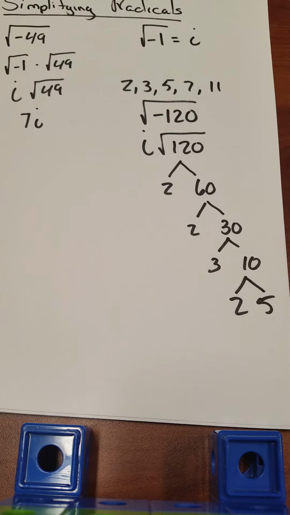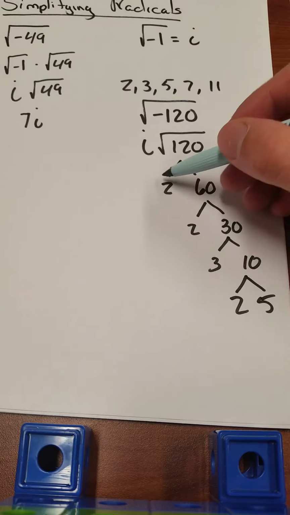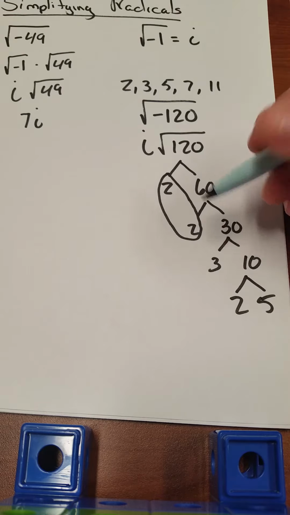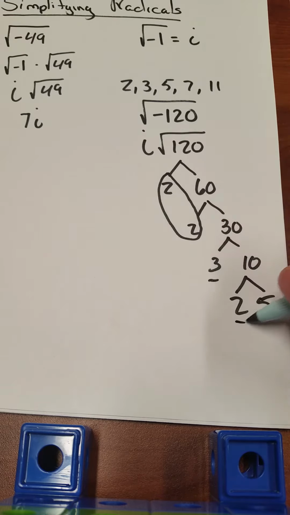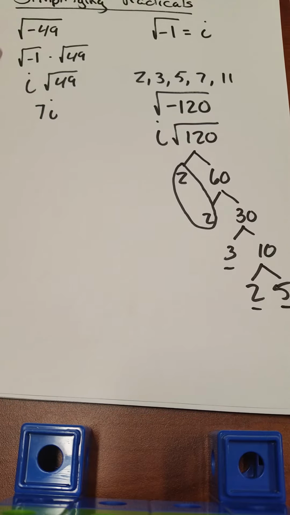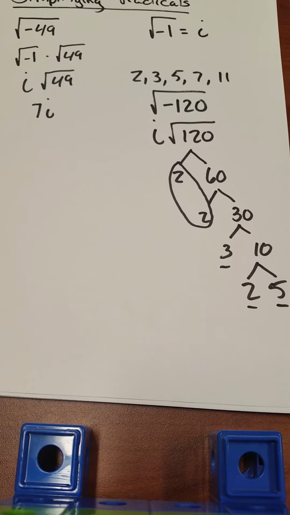Well, this is a square root. We're only going to be dealing with square roots, so that means we need to circle pairs. Anything that's paired up can come outside. So there's a pair of 2's right there. There's a single 3, there's a single 2, and there's a single 5. There's nothing else. So that means that the 2's are the only things that come out. Everything else has to be multiplied together.